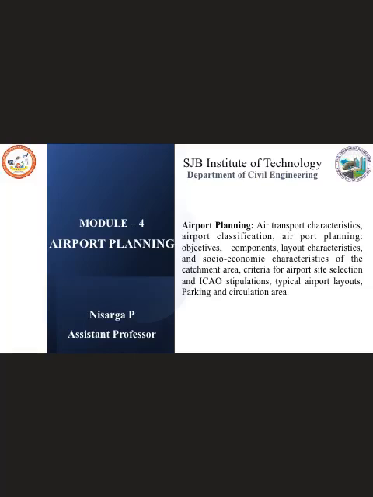Hello students, in this session we'll start discussions with respect to module 4. Module 4 includes airport characteristics and airport classification, and we'll also study how airport planning has to be done considering the objectives and the different components. Various types of airport layouts can also be studied, along with the socio-economic characteristics of the catchment area and criteria for site selection as per the ICAO stipulation. Some typical airport layouts, parking and circulation area will be covered under module 4.